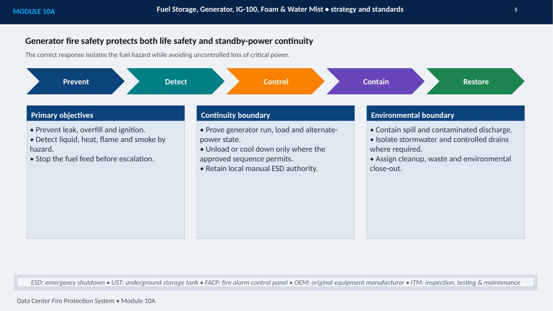As we continue, we'll use ESD, UST, FACP, OEM, and IDM as shorthand for emergency shutdown, underground storage tank, fire alarm control panel, original equipment manufacturer, and inspection, testing, and maintenance.